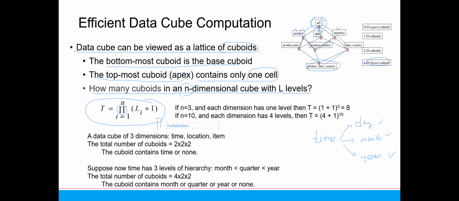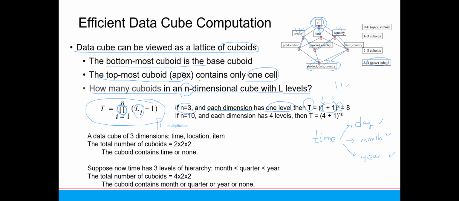If I have n equals 3, and each dimension has 1 level, then date is only 1 level, the product is only 1 level, and the country is only 1 level. Then the number of cuboids will be the product of Li plus 1. Li refers to the level. So Li is 1 level, and then we have 1 plus 1, to the power of 3. Power of 3 means we want to multiply 3 times, for i equals 1 until n.